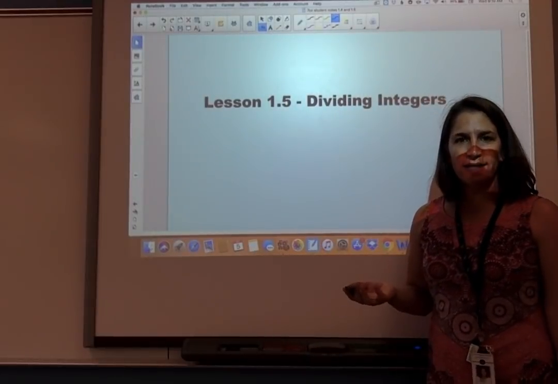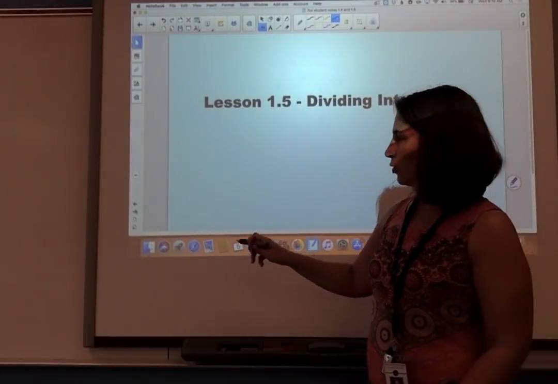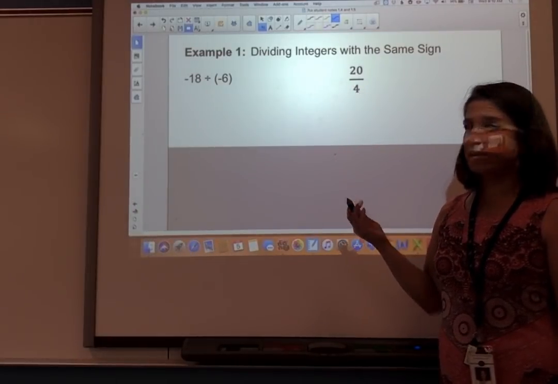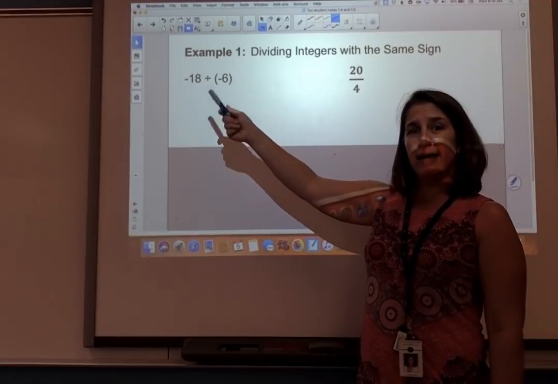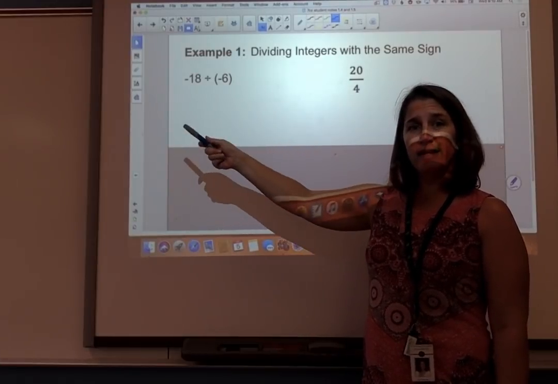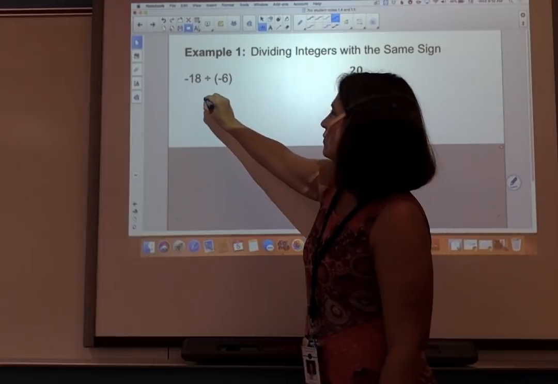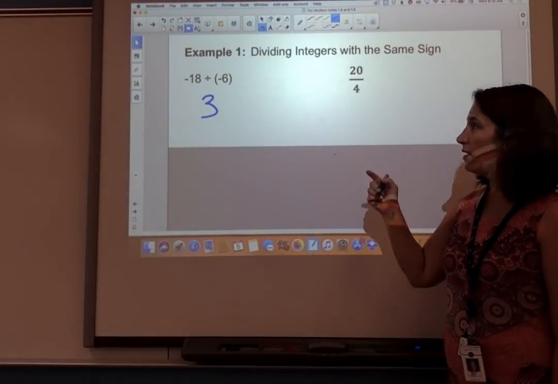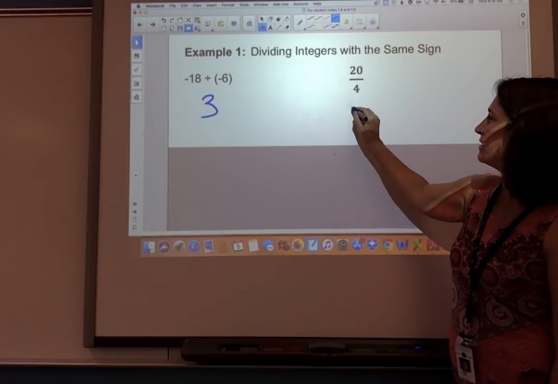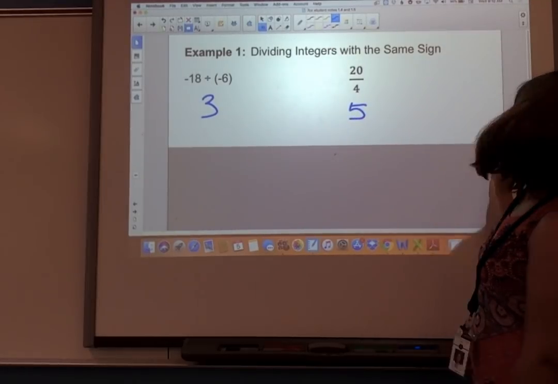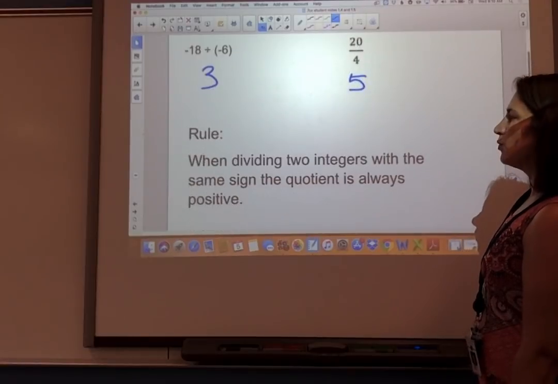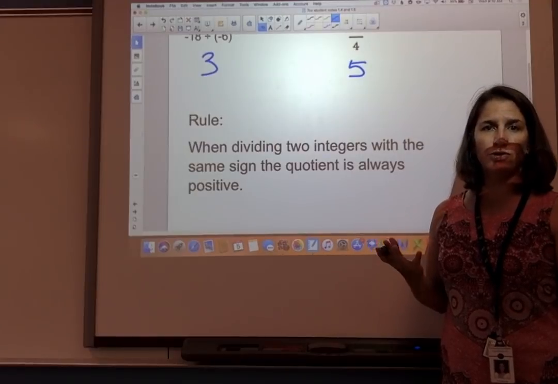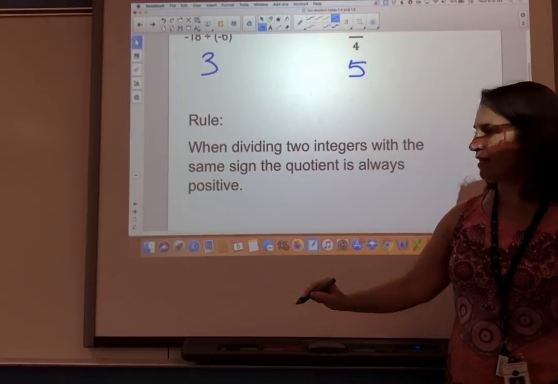All right, let's go ahead and talk division because it's the same rules. Here we have dividing integers with the same sign. Just like negative times negative is positive, negative divided by negative is positive too. So negative 18 divided by negative 6 will be a positive 3. And positive divided by positive, we know, is positive as well. So as a general rule, when dividing two integers with the same sign, the quotient is positive. Pause and get that down.